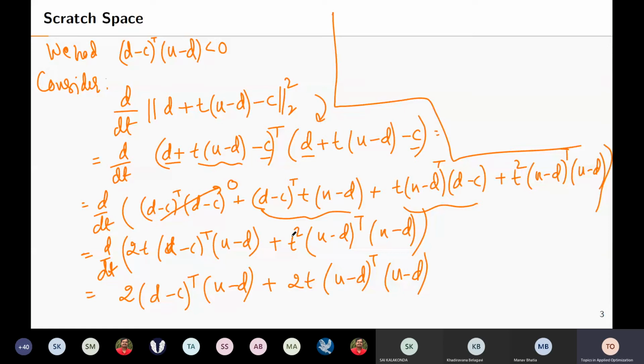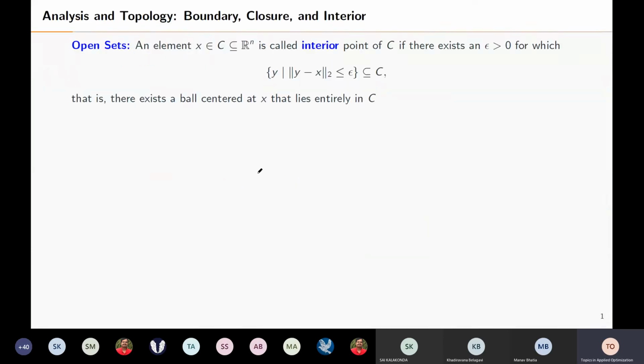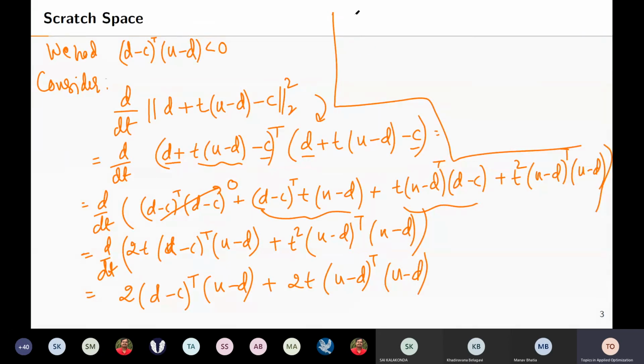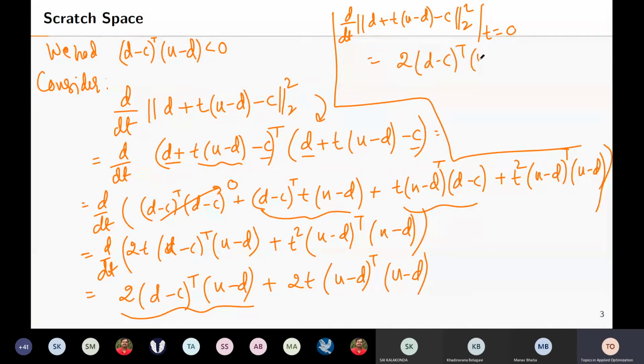So let us go to the next slide. Okay, I think I don't have space. Okay, let me finish this here. So if I evaluate d by dt of the norm of d plus t u minus d minus c, squared, at t equals to 0, it comes out to be exactly 2 d minus c transpose u minus d. But from what we have found here, this implies that this is less than 0.